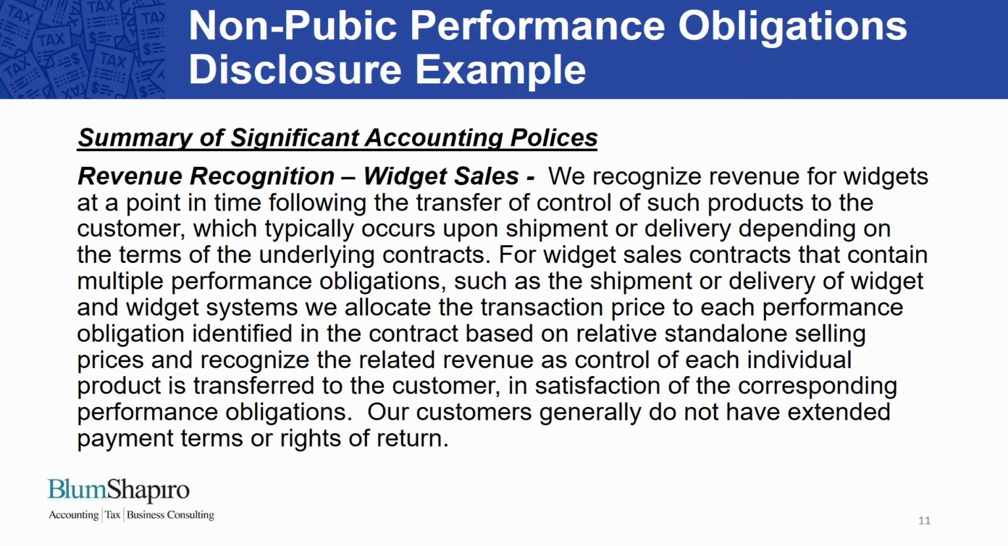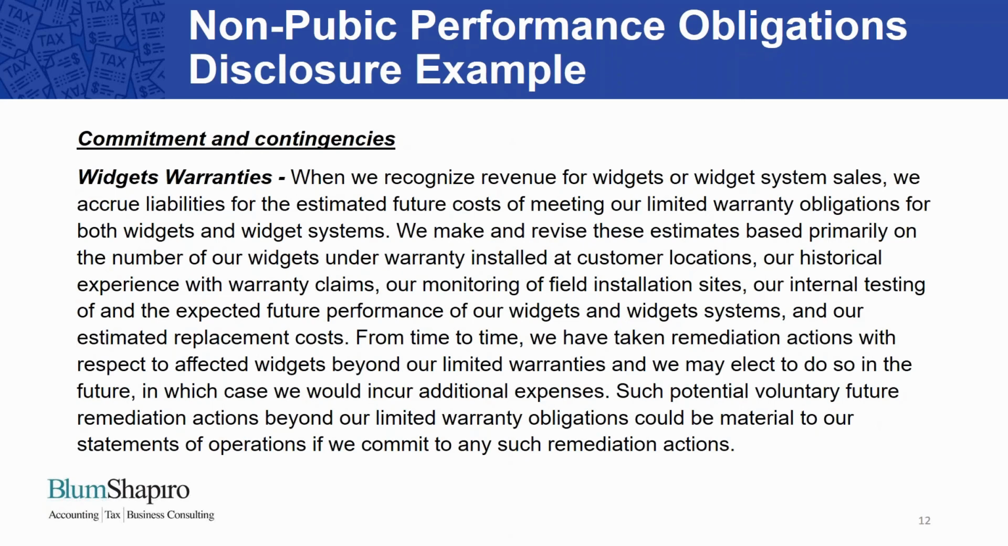This example covers those 4 required areas I talked about in terms of when, the payment terms, the nature, and the obligation for returns, but it doesn't cover warranties. So now let's take a look at an example that would cover warranties. So here's an example that covers warranties. This disclosure is included under the commitments and contingencies footnote disclosure. So this example includes all the required information to be disclosed under the revenue recognition standard.